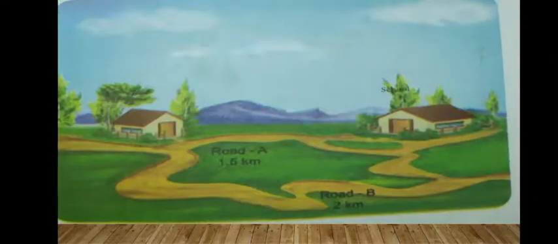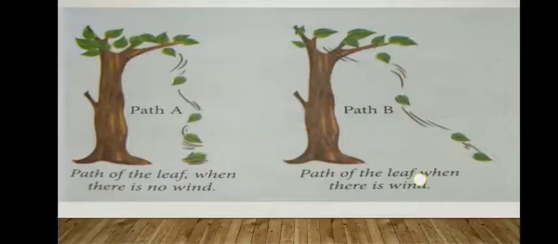Here there are two places. One is a home, another one is a school. Here the paths are also mentioned: road A is 1.5 kilometers, road B is 2 kilometers. Which way would you select for going to school? Yes, we select road A only, because it has the smaller distance.